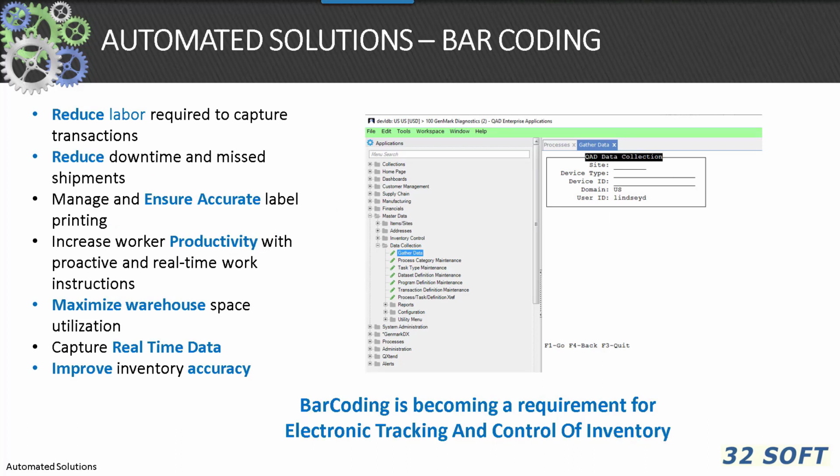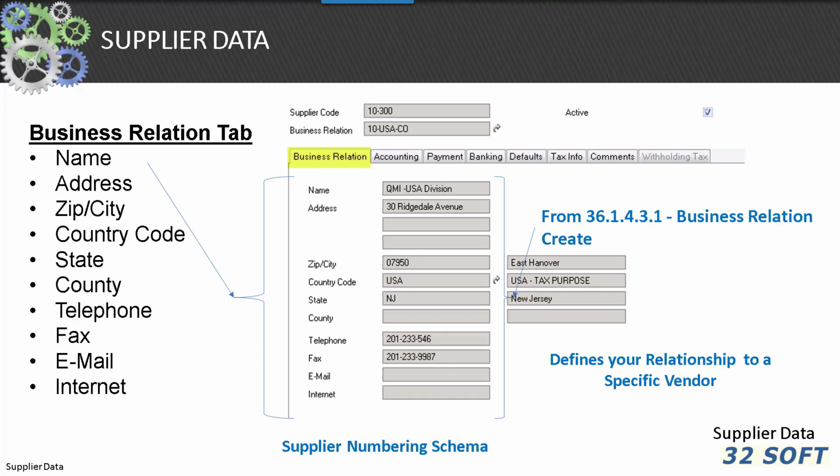Automated solution barcoding. Barcoding is becoming another requirement in the modern supply chain process. In addition to ensuring data accuracy in operational transactions, it provides lots of information and is simple to use.